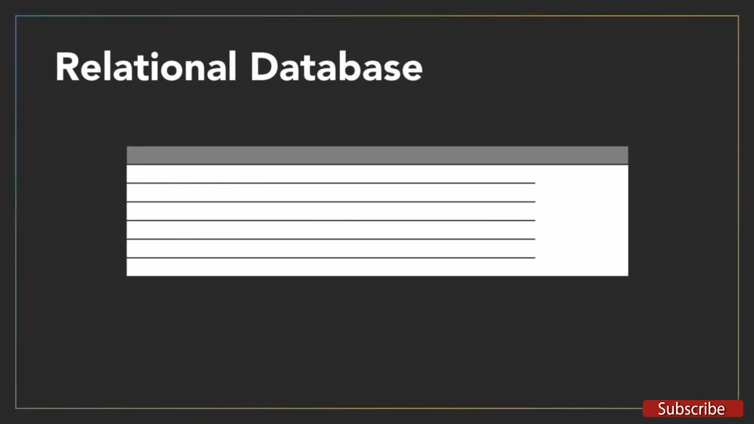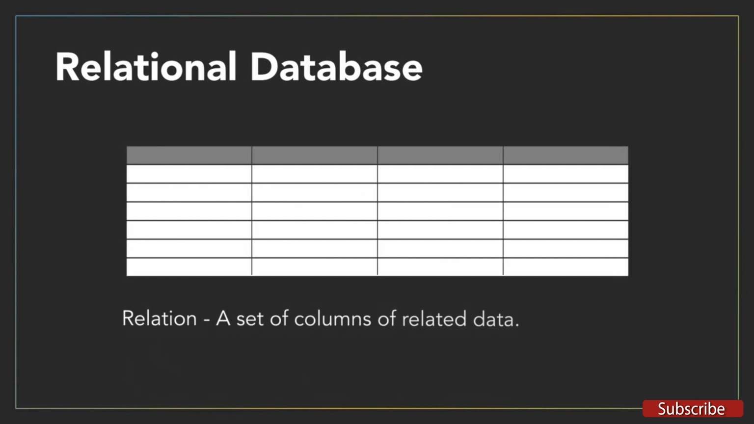But by far, the most common is the relational database, which is named for the way it organizes data into relations or tables of related data. In a relational database, tables are made up of rows which represent instances of a given entity and columns which represent attributes of each entity. This set of columns is called a relation.